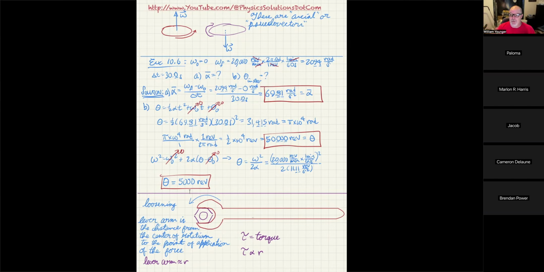So that's a good story about how the farther you are from the center of rotation of the nut, the more torque you can get on it, and therefore you can break it loose. So torque is directly proportional to lever arm.